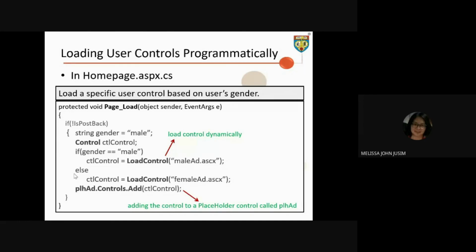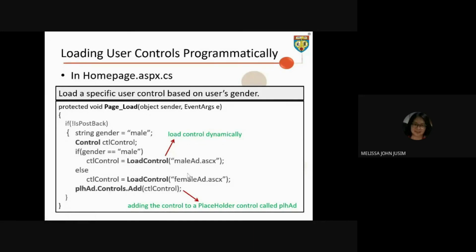For the code behind, refer to the page load. You need to always check whether it's a postback, with the initial value of gender being male. Here you create a control called control CTL. If gender is equal to male, then we use the load control method. The load control is how we can load the control dynamically. Then we specify your user control file. Else, you load control this particular user control file.